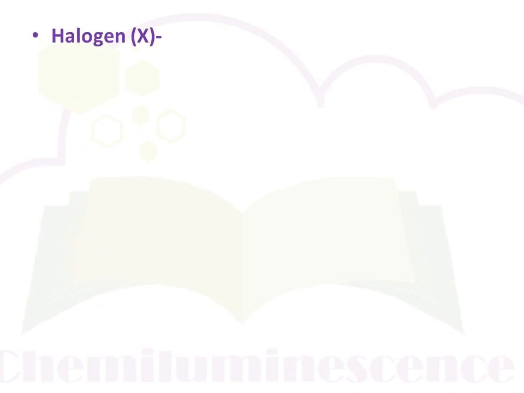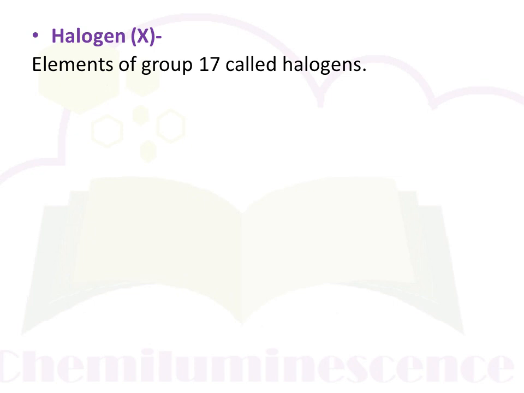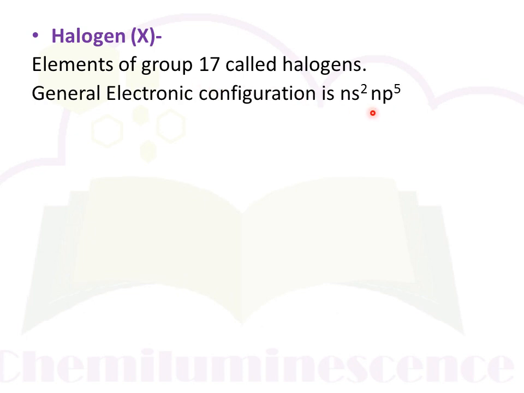Halogen is represented by capital X. In the periodic table, group 17 elements are called halogens. We know there are a total of 18 groups in the periodic table. Group 18 elements are the most stable elements because their outermost shell is completely filled, and these halogens belong to group 17, that is, they require one electron to complete their outermost shell. Hence the general electronic configuration of these halogens is ns2 np5, and because of this they are the most reactive elements in the periodic table. Do you know which elements are present in group 17?